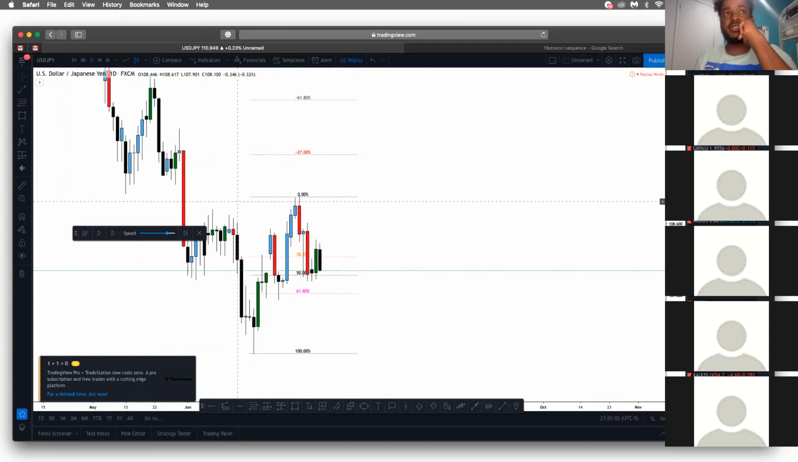you could have Fibonacci's within Fibonacci's in a sense. So if you feel like, okay, yes, this is two impulses on the daily time frame, but on the weekly time frame, it might just be one. So this could possibly be a weekly Fibonacci with the market pulling back, right?